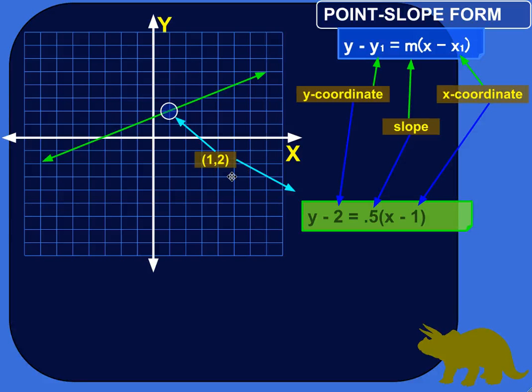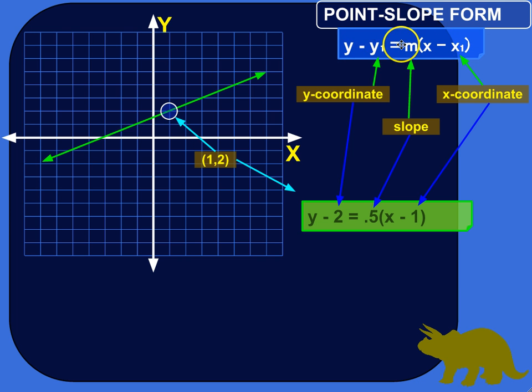Alright, let's check out the point-slope form of linear equations. You may be familiar with the slope-intercept form. You may be familiar with the standard form. There are different ways of writing linear equations. The point-slope form is kind of neat, and here's its formal description.